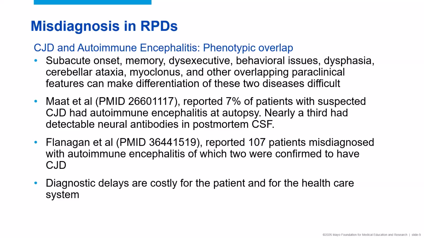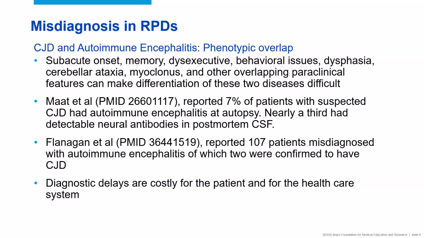One of the primary focuses of our lab is autoimmune encephalitis. And so this is particularly important to us, that recognition that there is a degree of overlap between these conditions, how they present, subacute onset. And so it's not that surprising that when people looked at patients with suspected CJD, about 7% had an actual autoimmune encephalitis at autopsy. And of those, a third actually had a detectable neural antibody. So again, these studies just highlight the importance of getting the diagnosis correct.